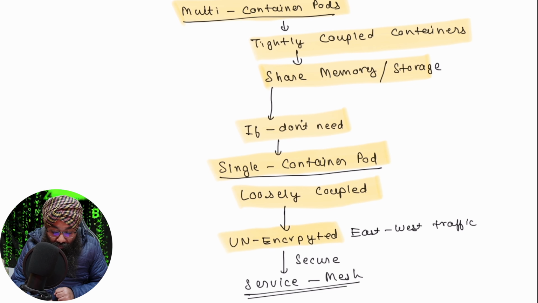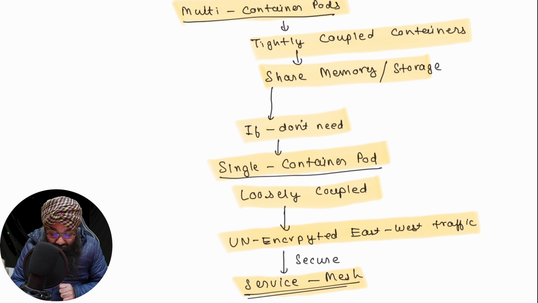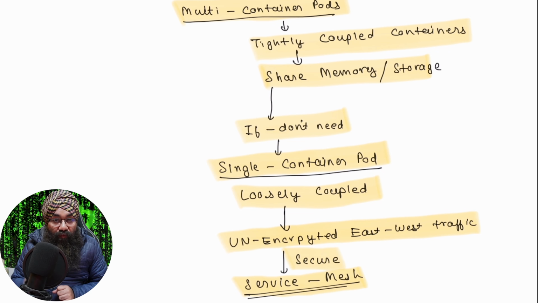This creates a problem as well. There is a lot of unencrypted east-west traffic going between pods because they are loosely coupled. So, as I mentioned earlier, a service mesh helps you secure this traffic as well. We'll create a video on service mesh. So please subscribe to our microservices playlist and stay tuned there as well.